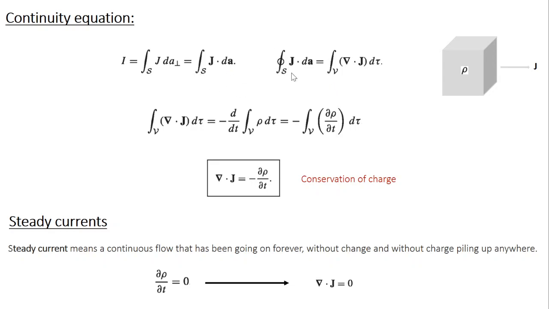And this is a surface integral, right? Surface integral J dot dA. I can convert this into volume integral using the Gauss theorem. So this is equal to volume integral divergence of J d tau.